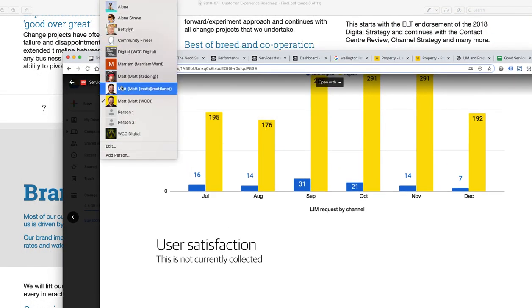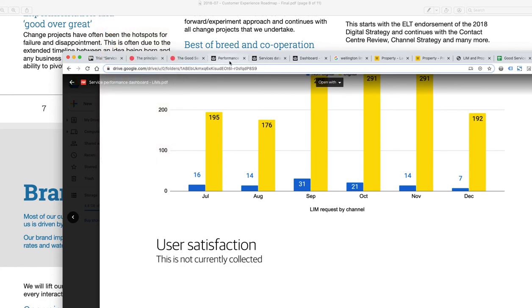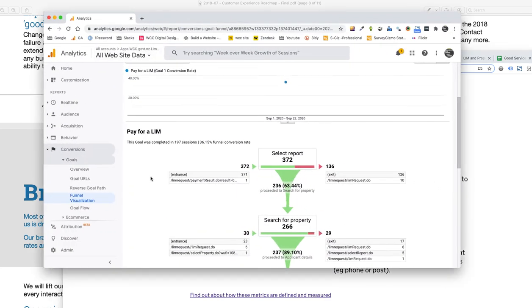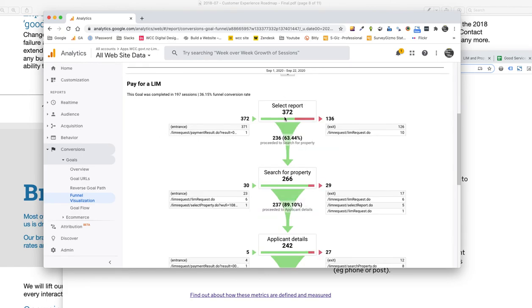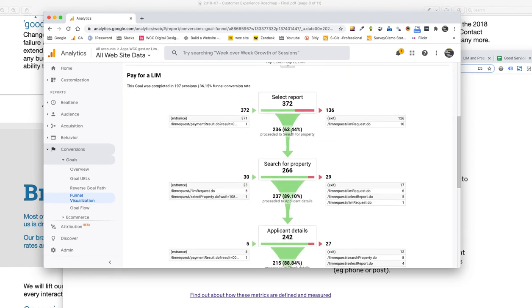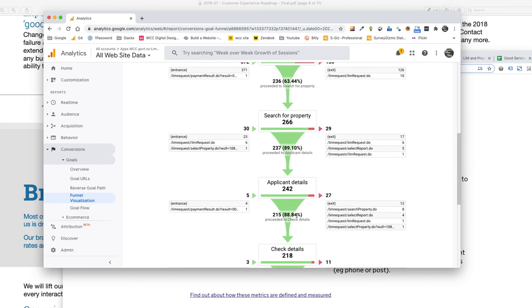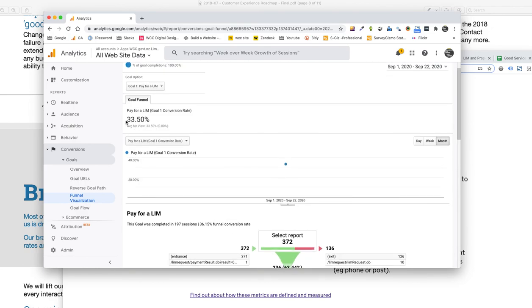If we go back to the framework, it also says completion rate. We would do that by going to Google Analytics, and you can see here the number of people who click through to the first page of the LIMs Online request, and then who eventually get through to the pay online step is 33 or 34%. That is the completion rate.